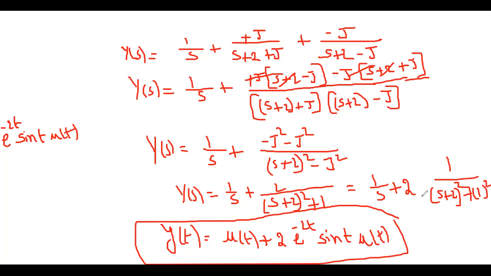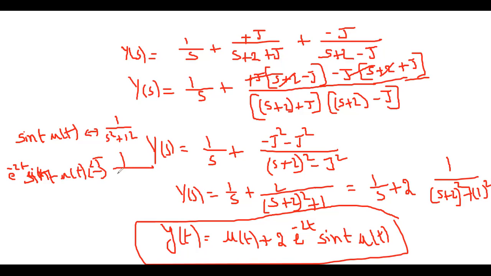Why did I multiply the e power minus 2t? s plus 2 is there. Whenever it is s square plus 1 square and 1 is there, that is sin omega naught t mu of t. What is the sin t mu of t? The Laplace transformation is 1 by s square plus 1 square. When it is multiplied with e power minus 2t mu of t, e power minus 2t sin t mu of t, the Laplace transformation is 1 by, wherever the s is there, you replace it with s plus 2, s plus 2 whole square plus 1 square. So mu of t plus 2 into e power minus 2t sin t mu of t. You take the mu of t as common.